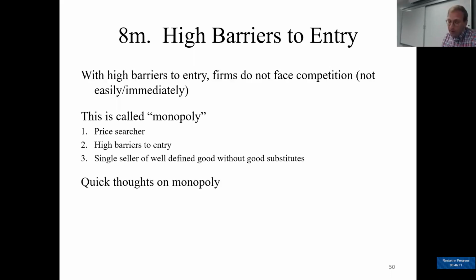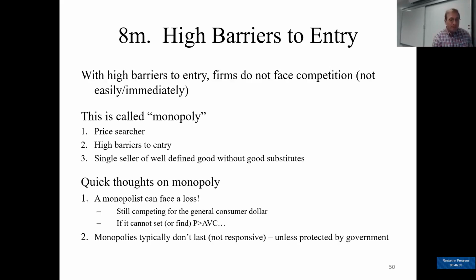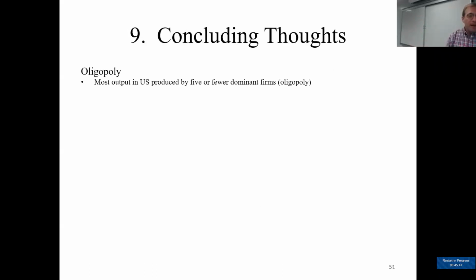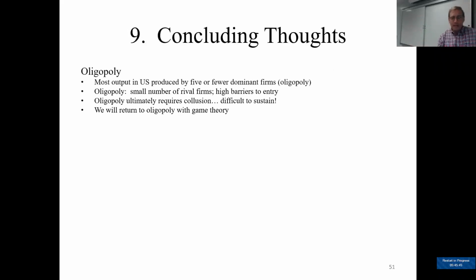So, a final quick thoughts on monopoly before we close up on this. It's possible for a monopolist to face a loss if it cannot set a price that is sufficiently high. And the other thing is monopolies typically get lazy. Unless they're protected by the government, they get lazy because they have no reason to compete. And eventually somebody comes in and is able to break the barriers to entry and compete away business from the monopoly.